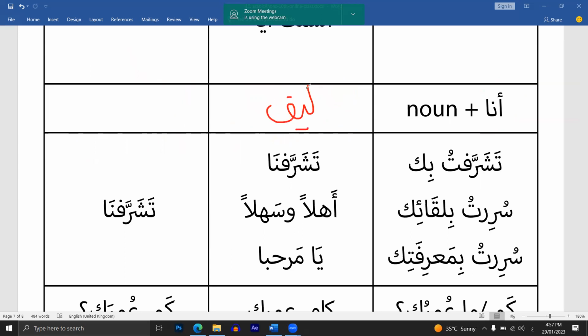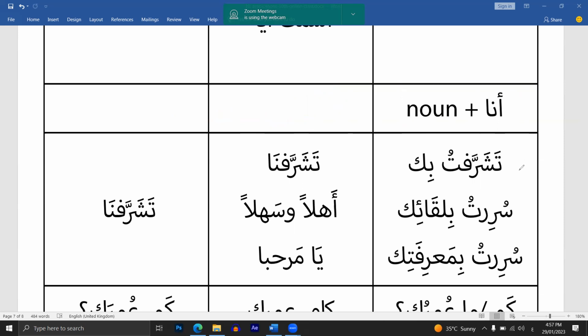We said كيف plus noun. You can ask about many things, the states of many things or the condition of anything. And here also, أنا plus a noun or أنا plus an adjective, you can use this expression to give information about yourself. Okay? Then you want to say, nice to meet you.